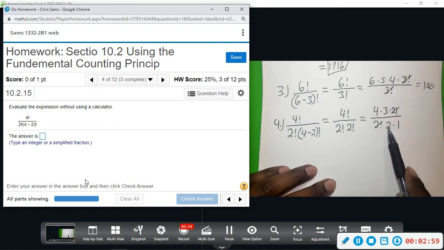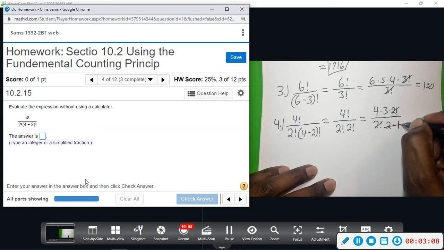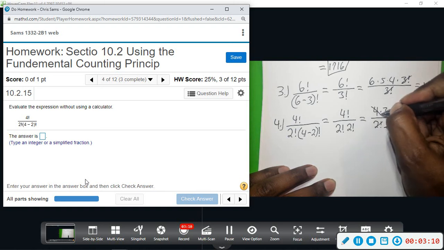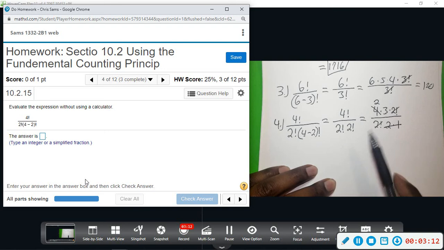Alright, so what we end up with is 4 times 3 over 2 times 1. So you can reduce further. 2 times 1 is just 2. And guess what? 4 is divisible by 2. So we can get rid of this 2 and divide 4 by 2, and so this number becomes 2. And so all we're left with is 2 times 3, which gives us 6.